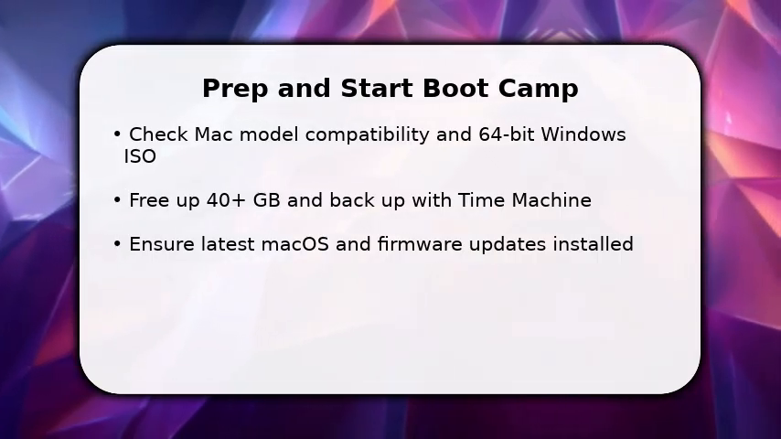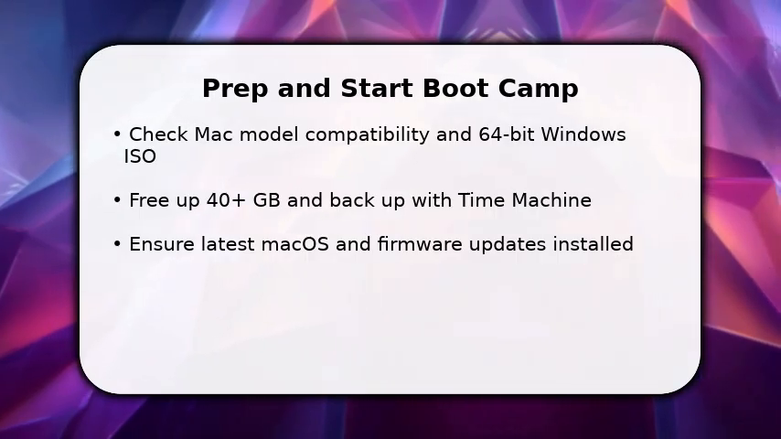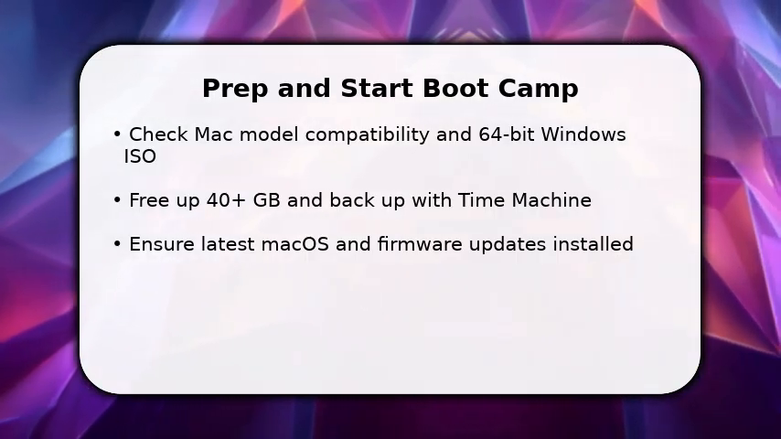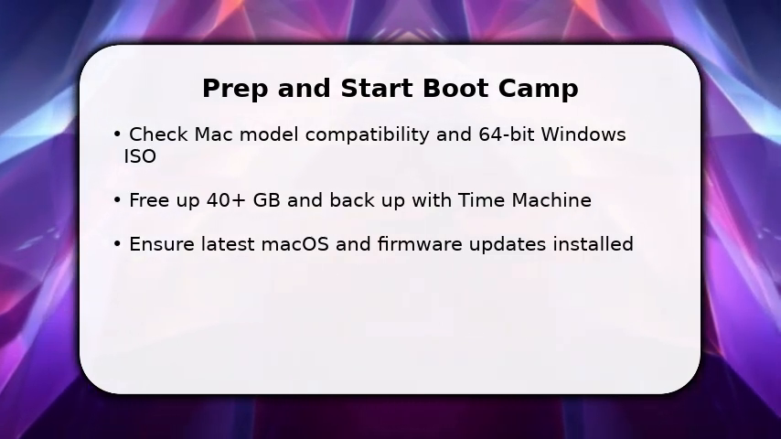Then open Bootcamp Assistant and select the ISO and desired partition size. Follow prompts to create the Windows USB or image and start the installer. Don't skip the backup step.